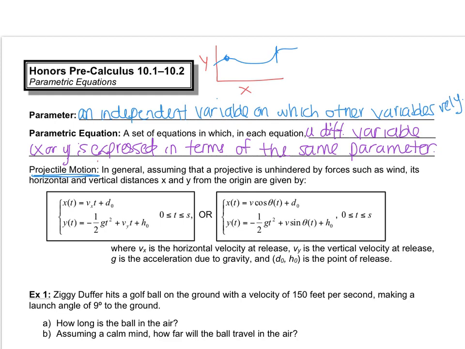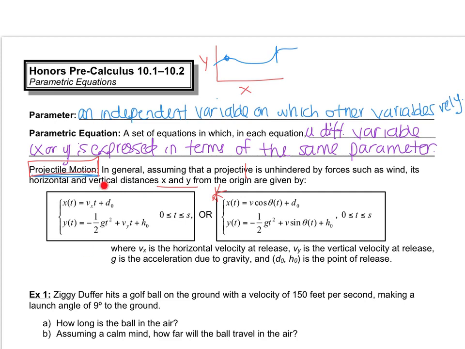Specifically, we are going to use parametric equations to model projectile motion. And Khan mentioned in that video, assuming that a projectile is unhindered by forces such as wind, its horizontal and vertical distances x and y are given by these two sets of equations. So let me just talk about these equations very briefly. Do not panic. You will not need to memorize these. I will give them to you, and really we're just going to use this set of equations.